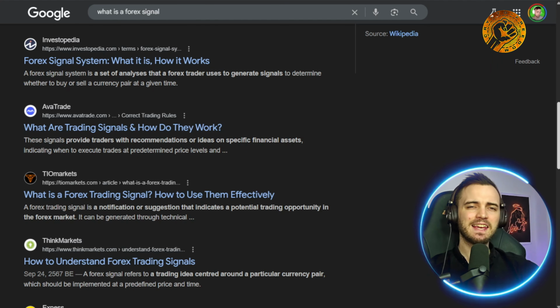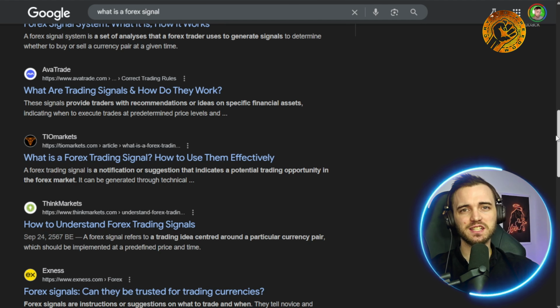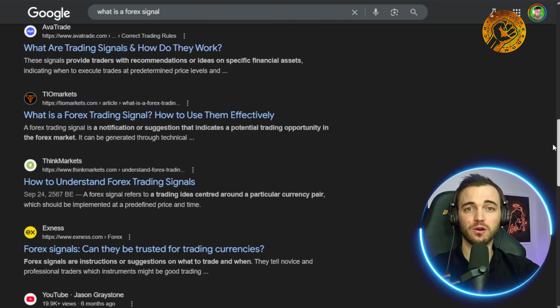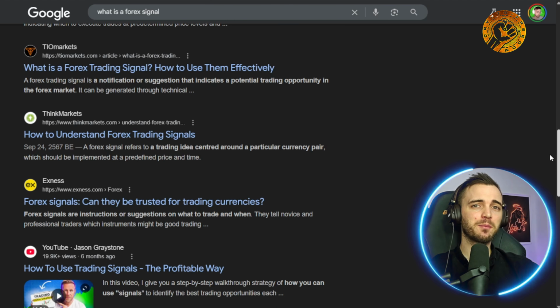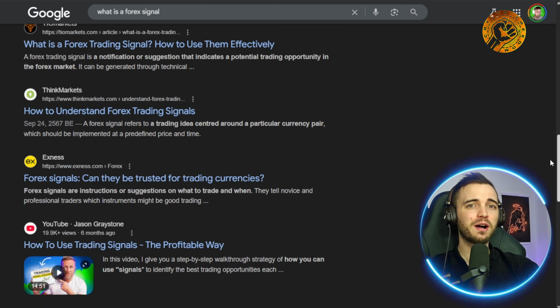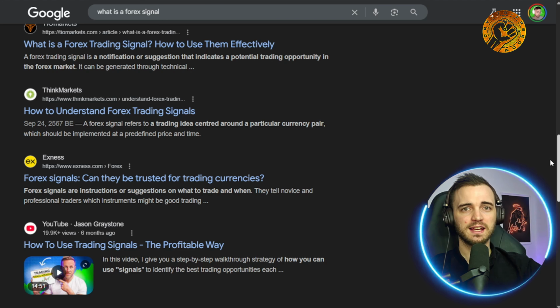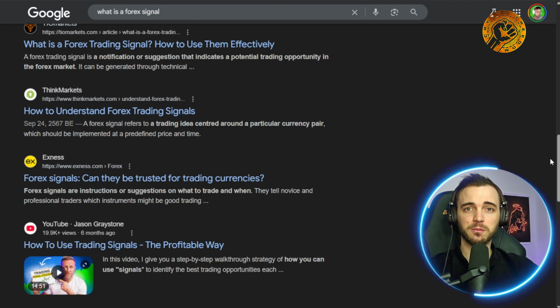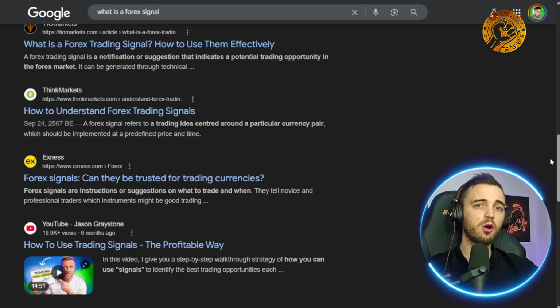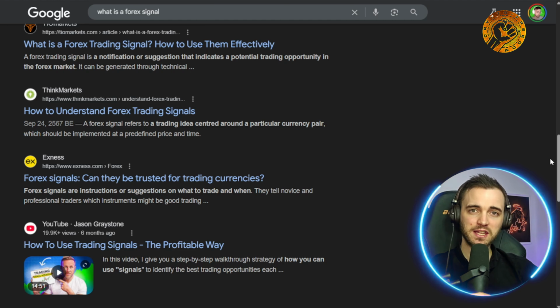So what exactly is a Forex signal? Well, these are basically trade suggestions from professional analysts or algorithms. A simple example would be if you get a signal to buy GBP USD at a certain price with a take profit and then a stop loss. Now, a buying price is where you buy. The take profit price is usually where you take some profit or even close the trade. And then the stop loss price is where you're going to limit your losses.